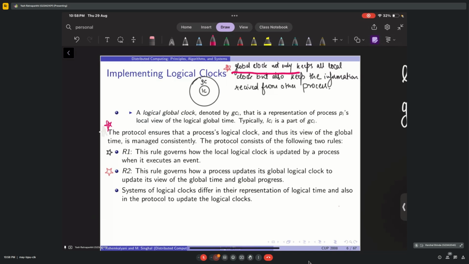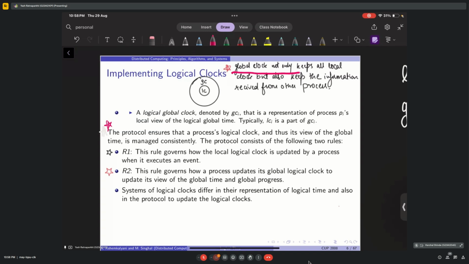Rule number one governs how the local logical clock is updated by a process when it executes an event. This is what updating a local clock is. That is why I was explaining that if an item is delivered, then that particular count will increase. As soon as I am a process and Sneha is a process, as soon as I am doing an event, I'll update my clock. This is rule number one.